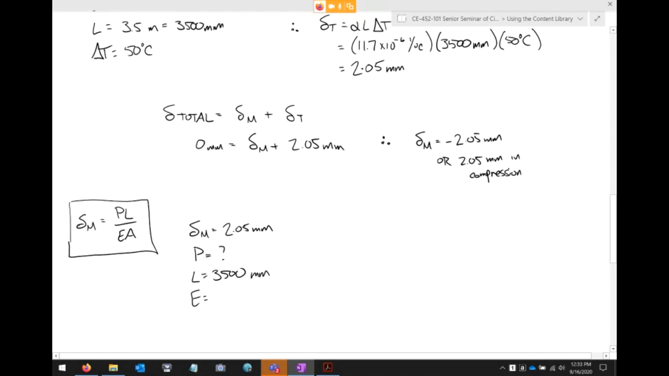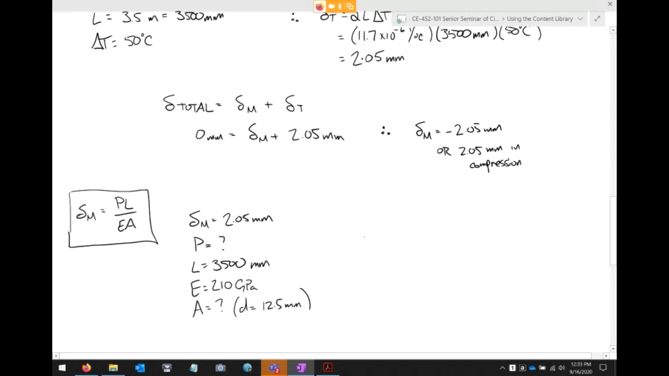E, they told us that. What was it? It was 210 gigapascals. And then the area. Now, I don't know the area, but I do know that D is 12.5 millimeters. I mean, it's a round bar, and I know the diameter. Well, if I know the diameter, this is starting to get pretty straightforward. A is pi over 4 d squared, which is pi over 4 times 12.5 millimeters.